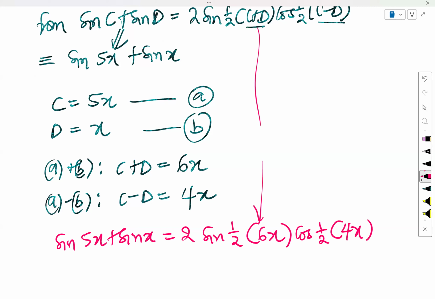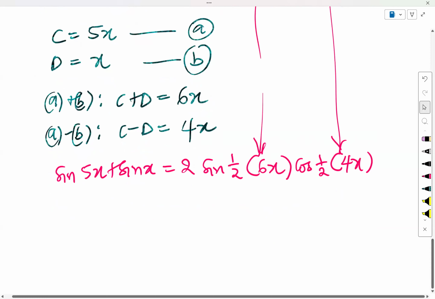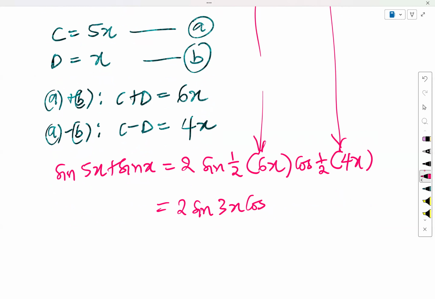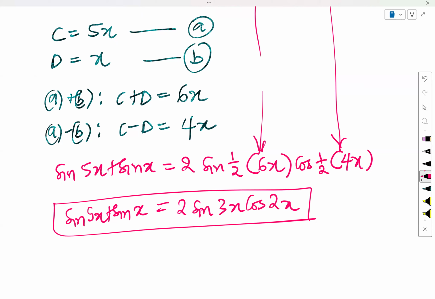So this is C plus D, and this is C minus D. That means we have 2 sine half of 6x, which is 3x, and cos half of 4x, which is 2x. So we have 2 sine 3x cos 2x. That means sine 5x plus sine x is equal to 2 sine 3x cos 2x. With that, we have expressed that sum as a product. That is what we're expected to do. Okay, so let's take another one. Let me look at an appropriate one so I don't repeat the same thing.